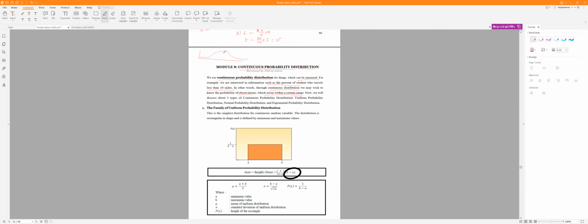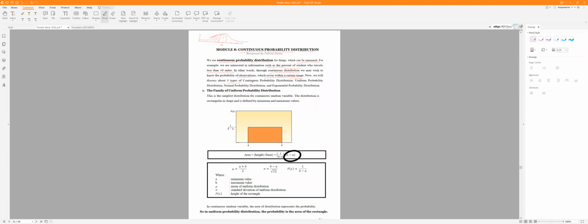So this is the graph for the miles a student travels, and this is the mean, for example, and this is less than 10 miles, this is more than 10 miles. So yeah, it's continuous, right? A student can travel 9 miles, 9.2 miles. So it's continuous. You can't put a discrete value to it.